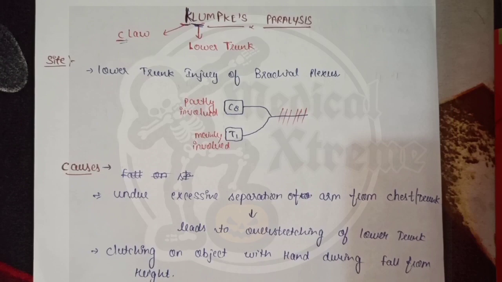Now we will talk about Klumpke's paralysis. It is an injury of the lower trunk of the brachial plexus, and in the lower trunk of the brachial plexus there are two nerve roots, C8 and T1, in which T1 is mainly involved and C8 is partly involved. So this is about Klumpke's paralysis.